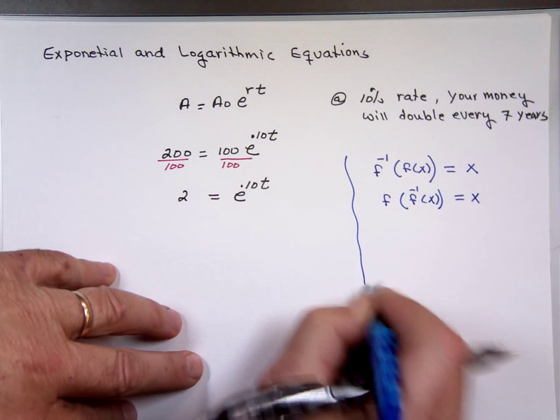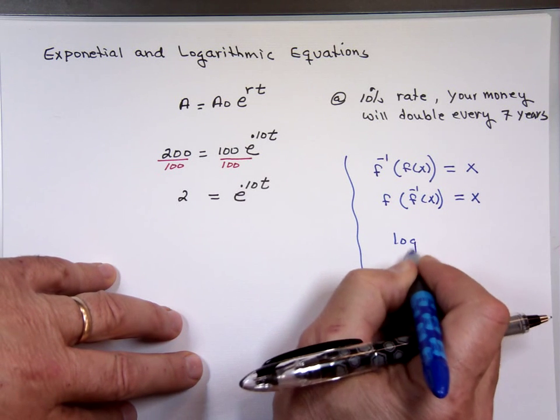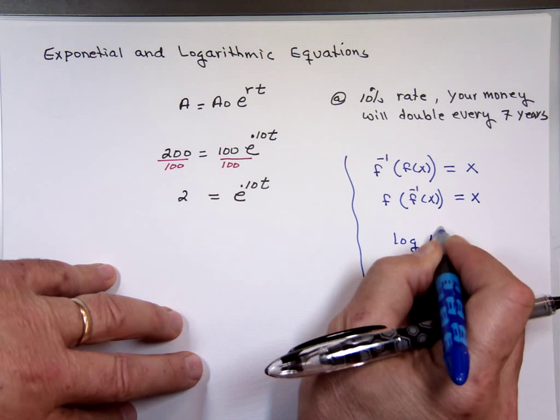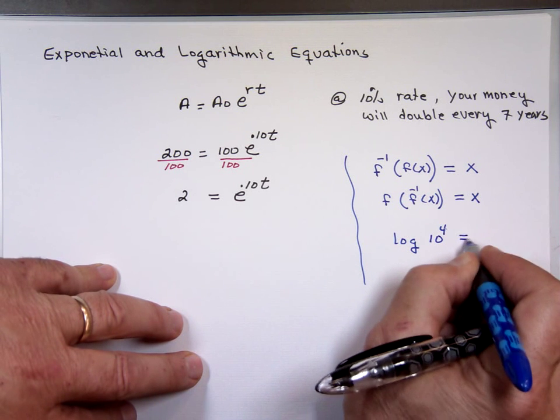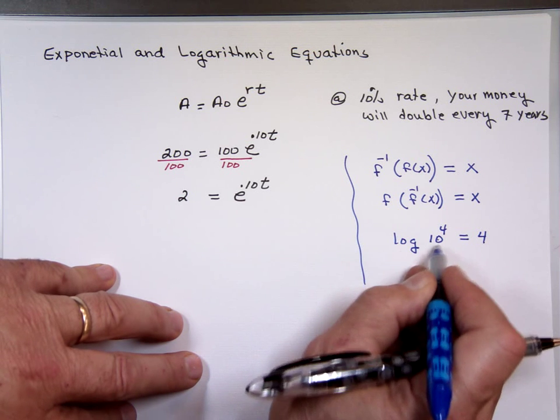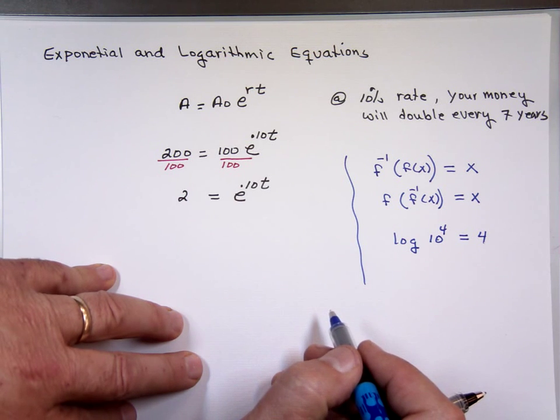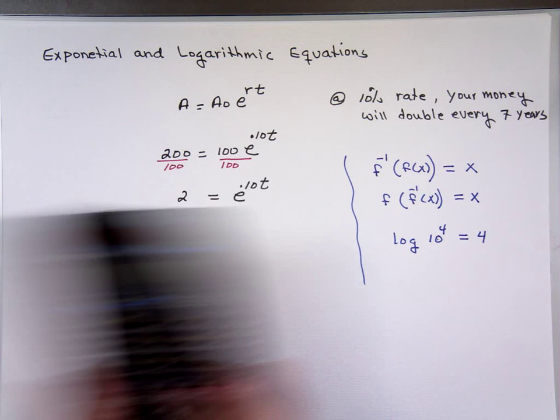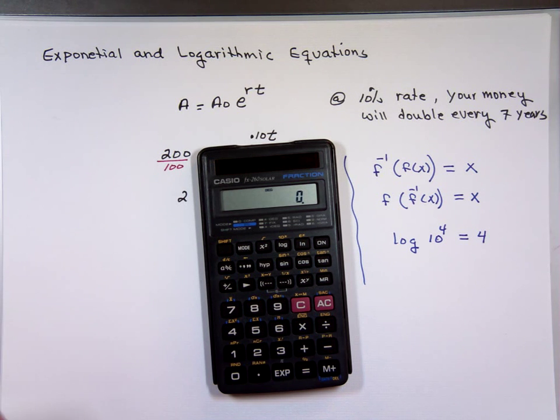Watch this. If I take the common log of 10 to the power of 4. Go ahead, do the math. I know what the answer is. It's going to be 4. These two are the inverse of each other. They will cancel each other out. But take your calculator to test it. What is 10 to the 4?